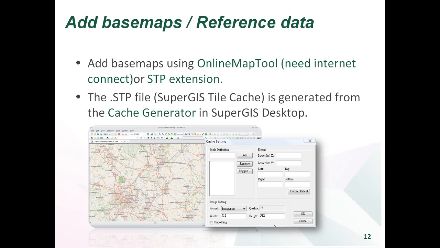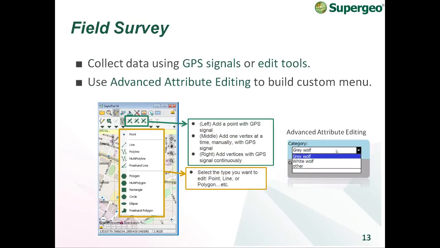So you can copy all of your data, including the shapefile data, the raster data, or your tile format data into mobile devices. And SuperPad enables users to edit one point, line, and polygon feature at one time. You can add the vertex by tapping on the screen, or you can add the vertex with GPS signal.